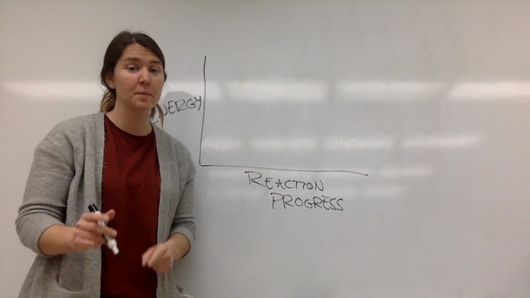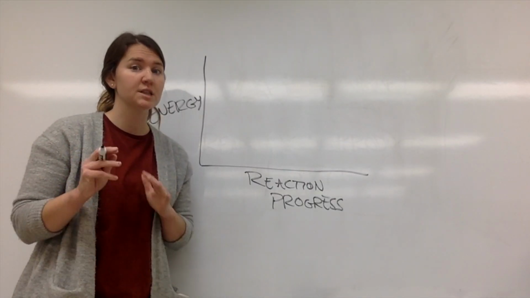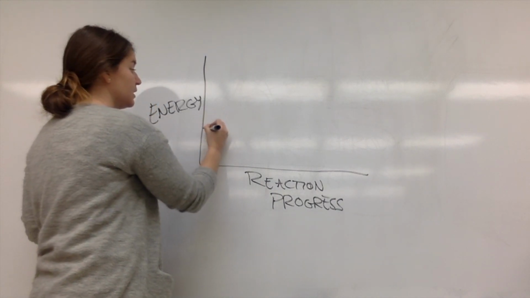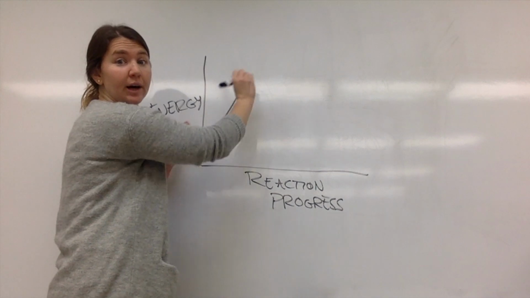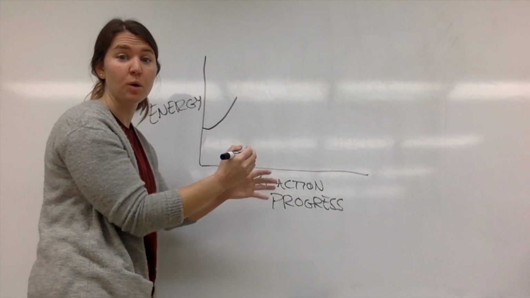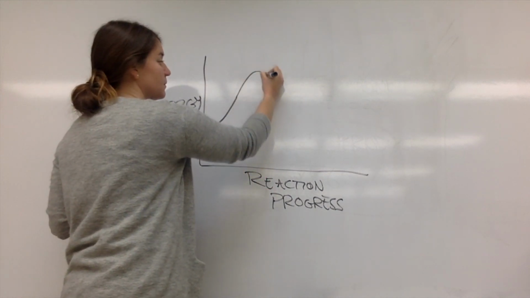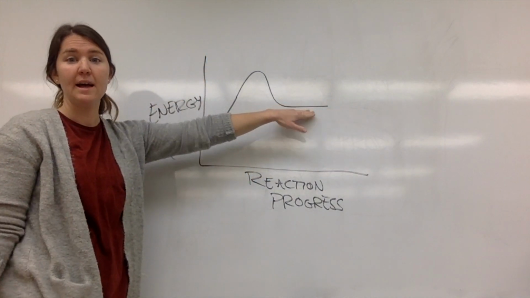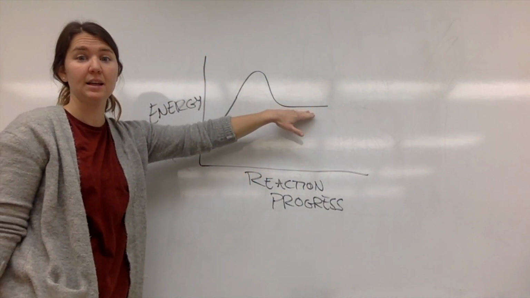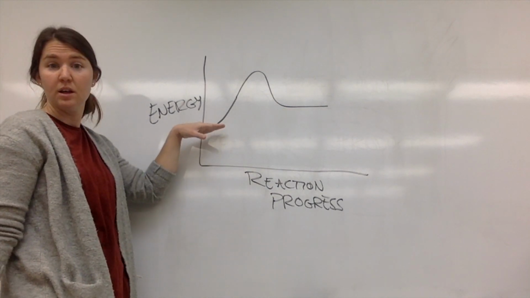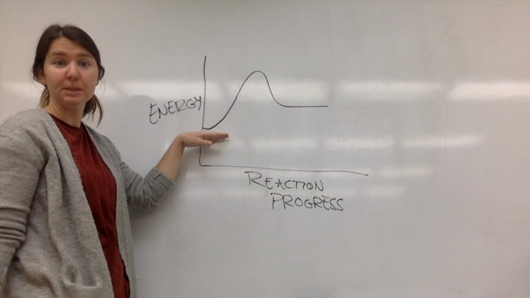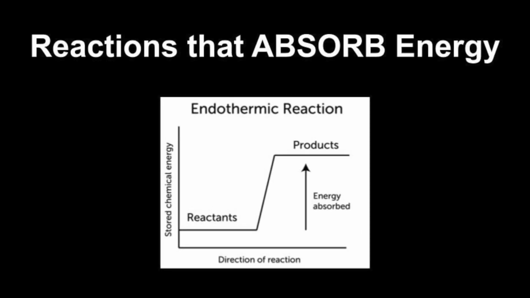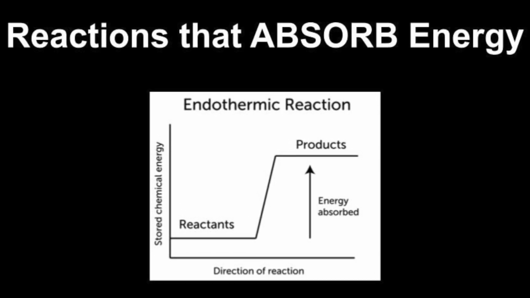Reactions that absorb energy, those look slightly different on a graph. We still have our activation energy that has to be overcome for the reaction to go forward. But then, our end of the reaction, our products, end at a higher energy than we started at because it's absorbed energy.